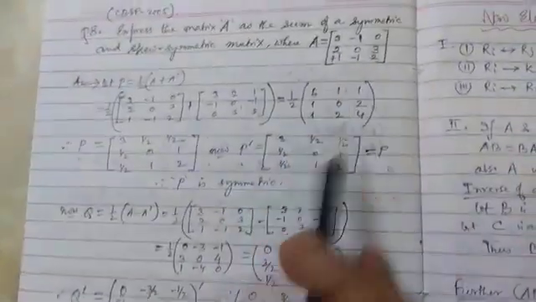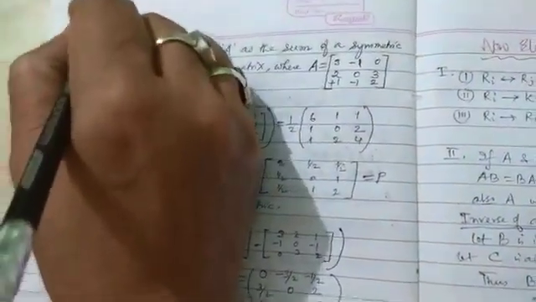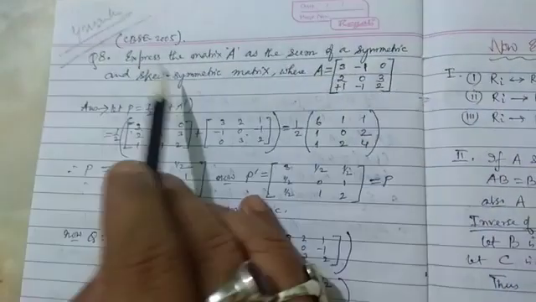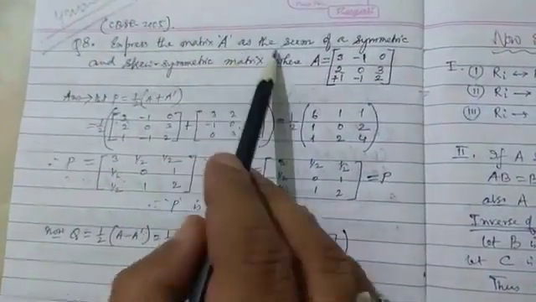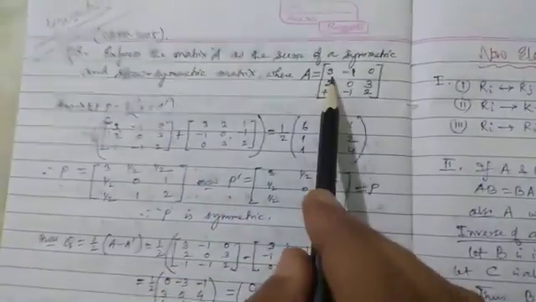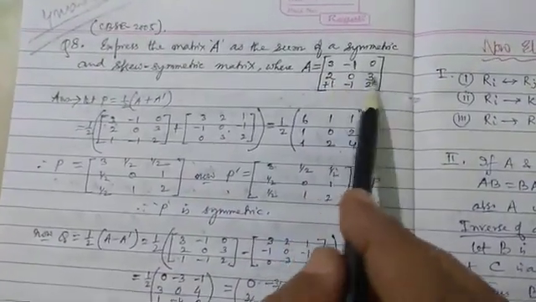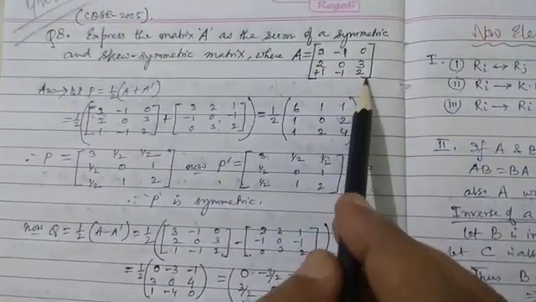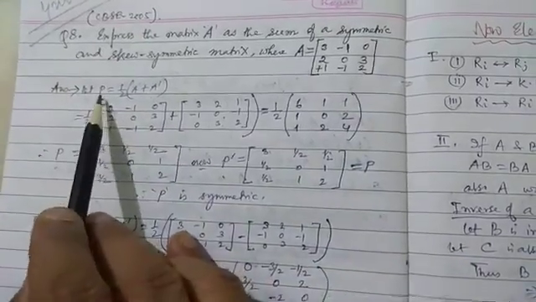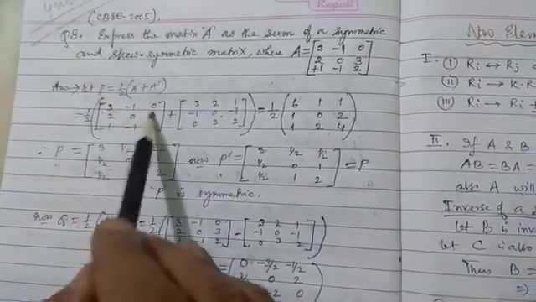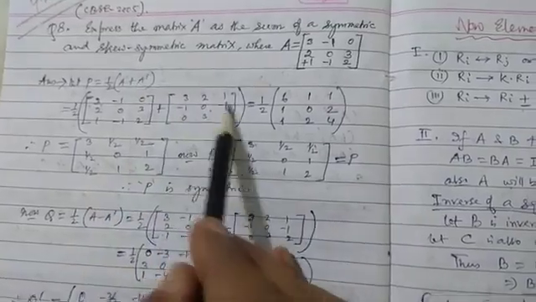Okay. Now a very important question in the board model, CBSE; it usually comes for 4 marks. Express a matrix A as a sum of a symmetric and a skew symmetric matrix. A is given: 3, minus 1, 0; 2, 0, 3; plus 1, minus 1, and 2. Now let us start by taking a matrix P as half (A plus A prime). A I have written, A transpose I have written.